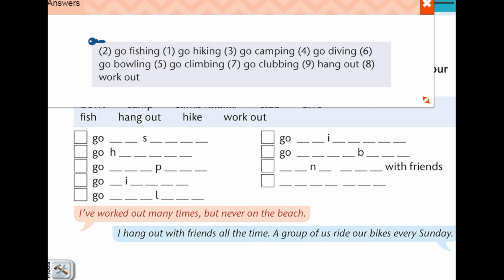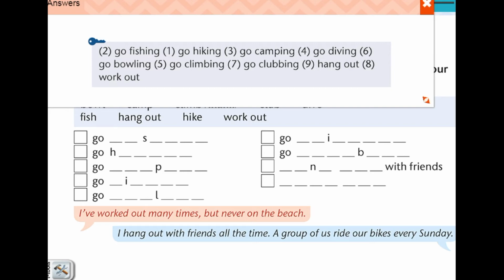And then we have number 3, go camping. 4, go diving. 5, go climbing. 6, go bowling. 7, go clubbing. 9, hang out. And number 8, work out. If you have any questions about this vocabulary, please talk to me.